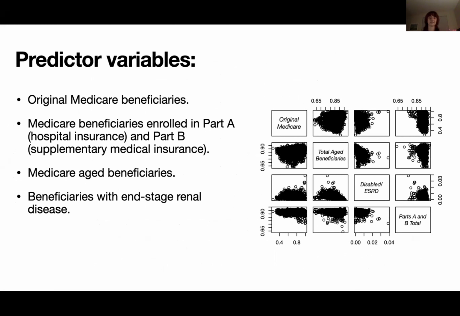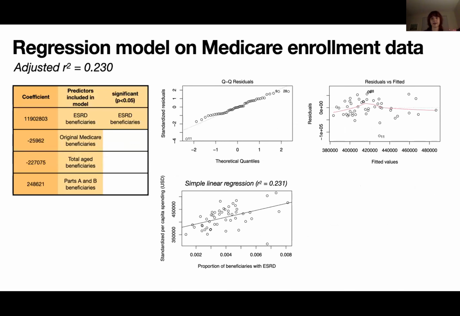And so I put these into a model to see how well they would predict per capita spending by state. And what I found was that the only significant predictor was the proportion of beneficiaries with end-stage renal disease, which was interesting to me. And so you can see that the residual plot as well as the QQ plot of the residuals shows that the residuals are not as randomly distributed as I'd like to see. And so I wanted to see if I could find other predictors for this per capita spending to see if I can make this model more robust.